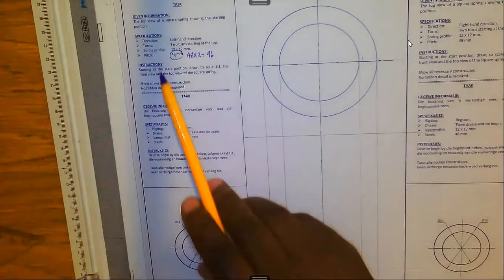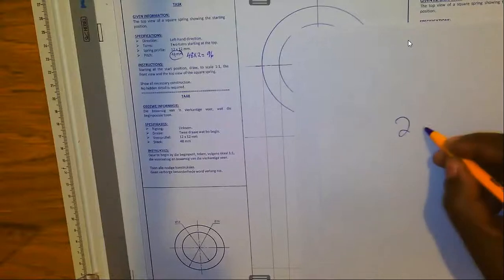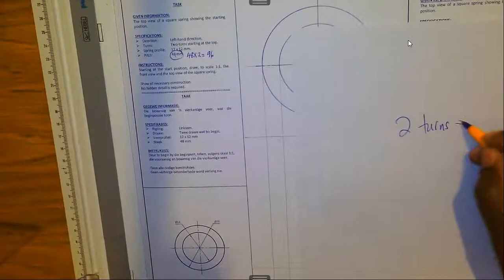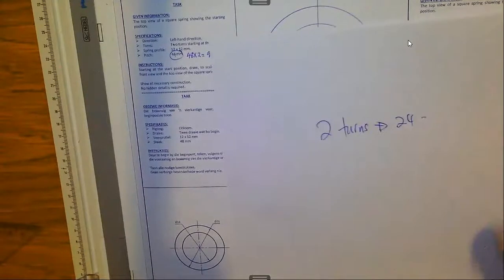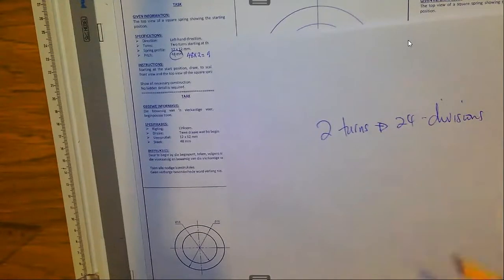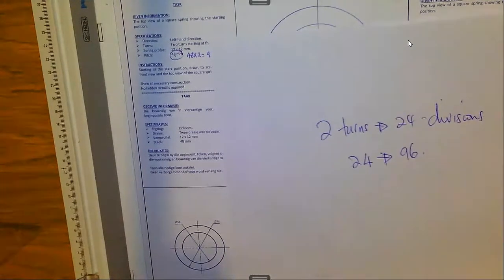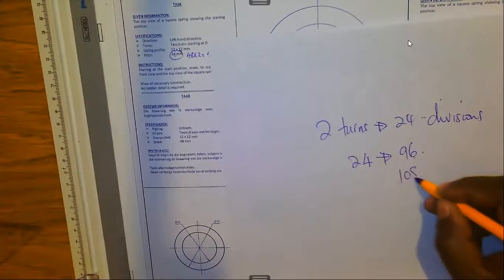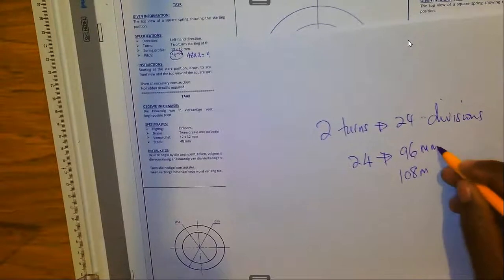Now, we know that if we are talking about 2 tens, 2 tens would give us 24 divisions, okay? Right, we are going to get 24 divisions like that. Now, in these 24 divisions, basically they relate to a height of 96, okay? But this 96 has now been increased to 108, in terms of millimeters, like that.